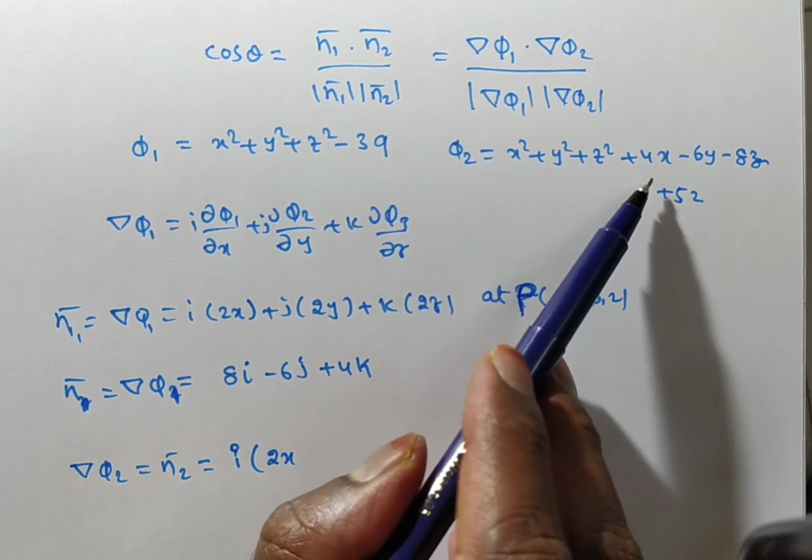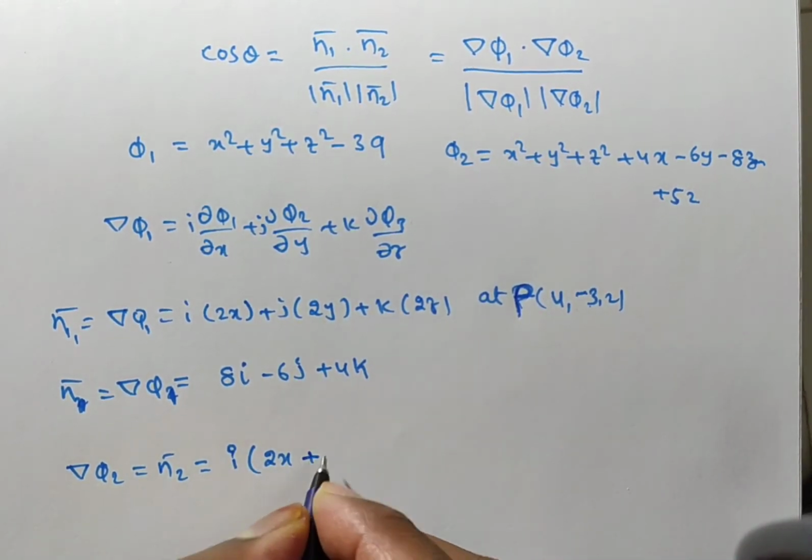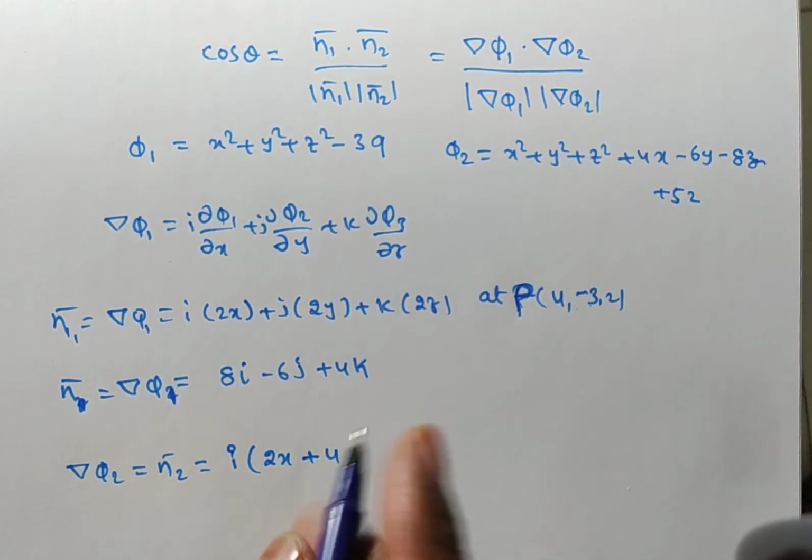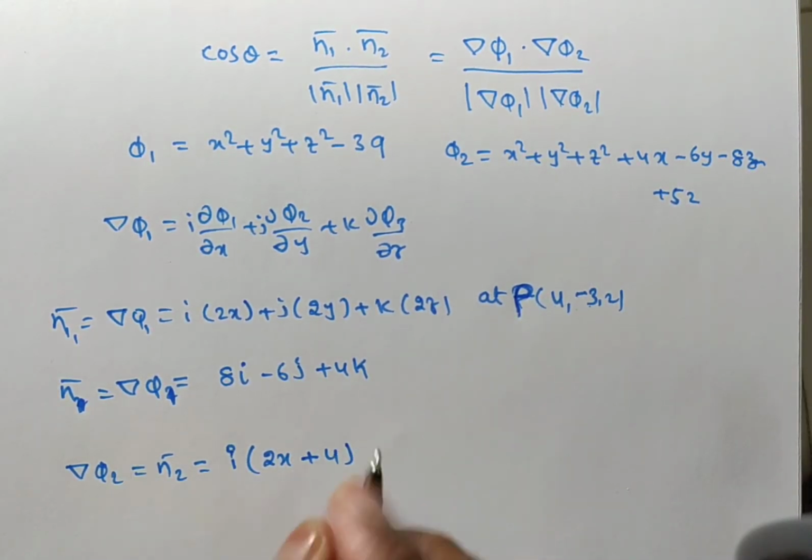Yes, you have an x term, that is 4x. The derivative of 4x is 4. What about the rest of all? No x term, no x term, no x term. That's it. So you have to check for everything.